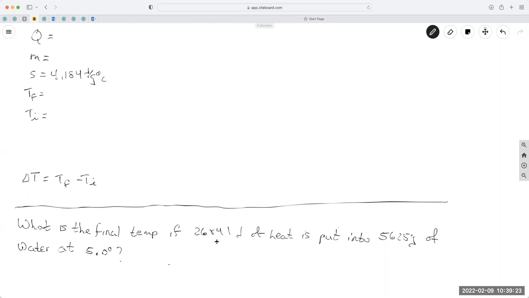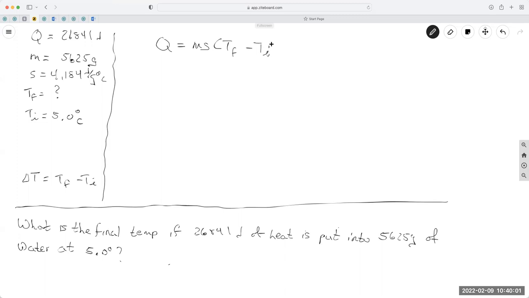Here, this number's Q. We know because it's joules, this is grams. T_F is what we're after. And the initial temperature is 5.0 degrees C. Now, so I'm going to write the equation. Since we have two temperatures, it's going to be T_F minus T_I, like that.